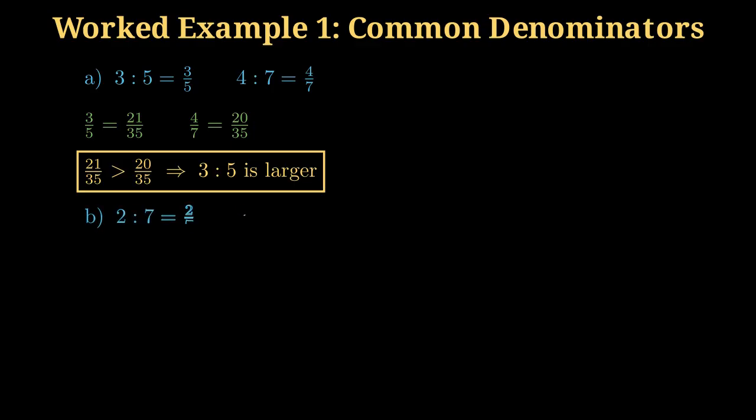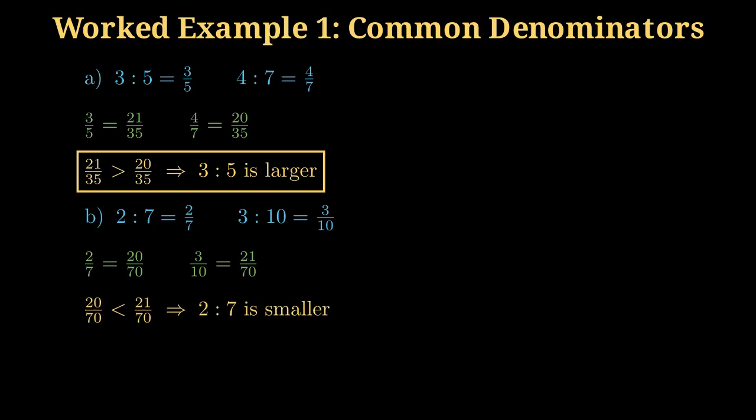B, which ratio is smaller, 2 to 7 or 3 to 10? Same start, write both as fractions. The LCM of 7 and 10 is 70. 2/7 is 20/70. 3/10 is 21/70. 20 is less than 21, so 2 to 7 is the smaller ratio. 2 to 7 is smaller. Notice the working never changes. Fractions, common denominator, compare numerators. 3 clean steps.